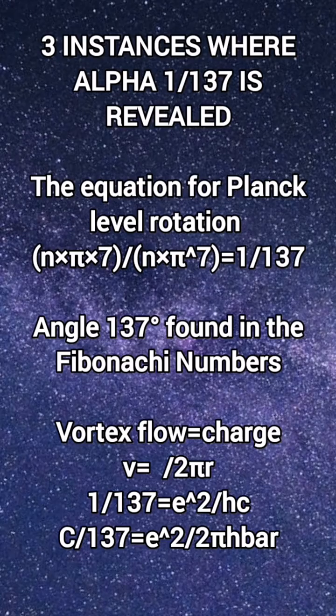In this video, I'm going to talk about 3 instances where we find the number alpha 1/137, which unifies and makes sense out of the 3 main models of physics: quantum mechanics, relativity, and Maxwell's equations. We'll start by looking at the quantum block, which has 27 nodes or harmonic oscillators at the quantum level.